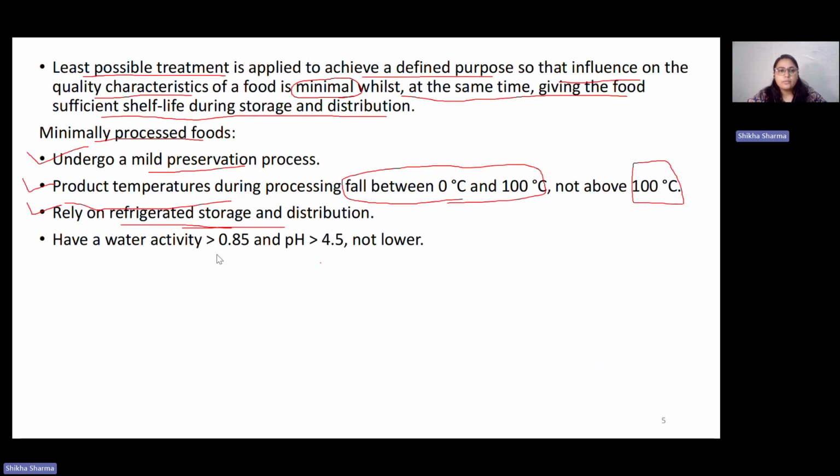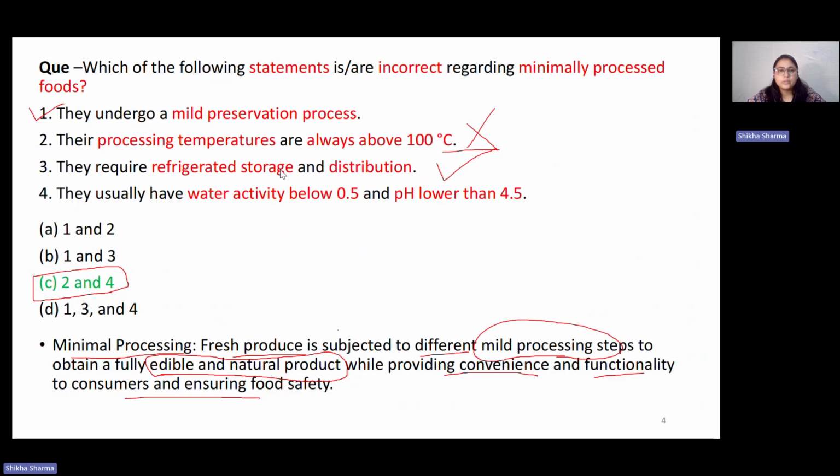And then they have water activity greater than 0.85 and pH greater than 4.5. So statement fourth is incorrect here, that water activity is below 0.5 and pH lower than 4.5. So statements 2 and 4 are incorrect, and 1 and 3 are correct here.